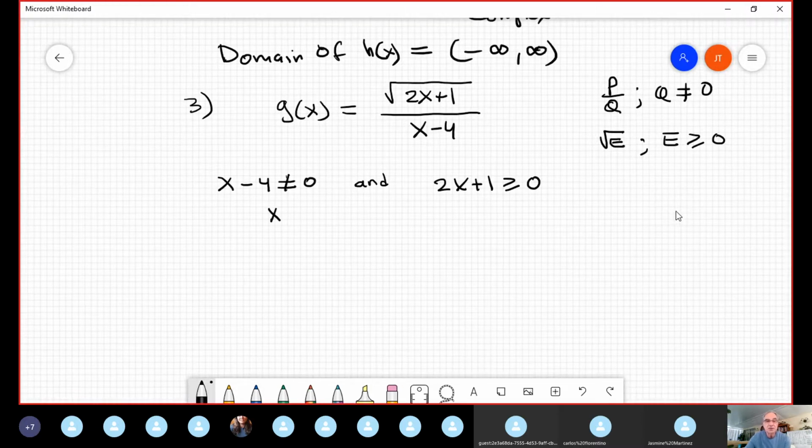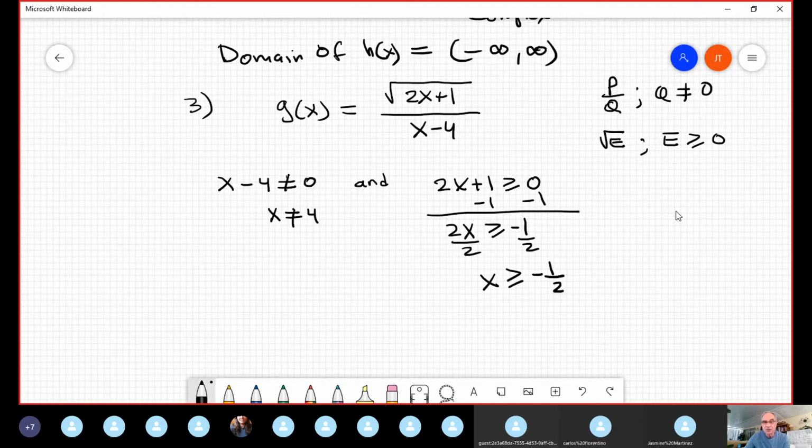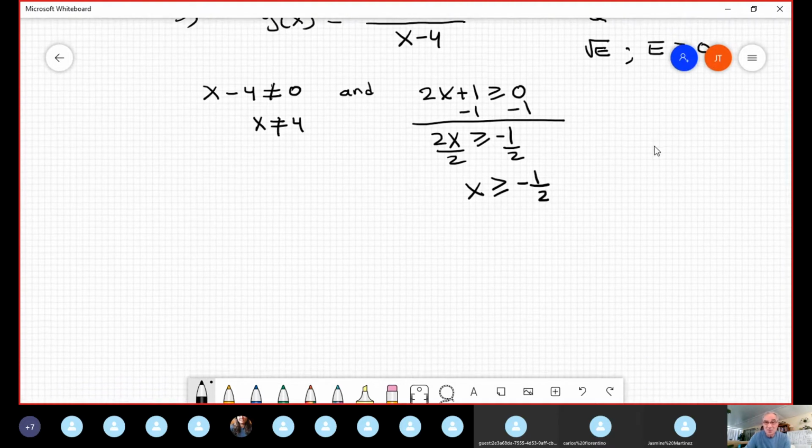This is x. I move 4 to the right-hand side: x is not 4. Okay. And in this inequality, I move subtracting 1. It's 2x, the 1 disappears, negative 1, divided by 2, x is greater than or equal to -1/2. So now, as always happens, in this moment you have one compound inequality formed by one inequality and another inequality. I try to find the total solution, and the total solution is the intersection.